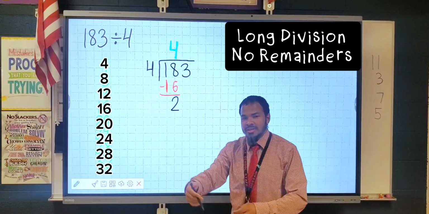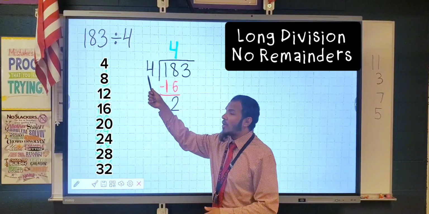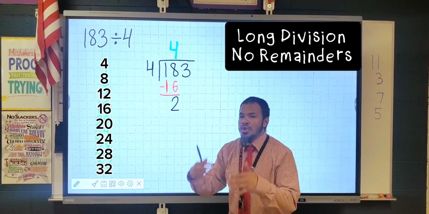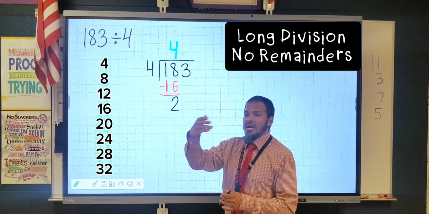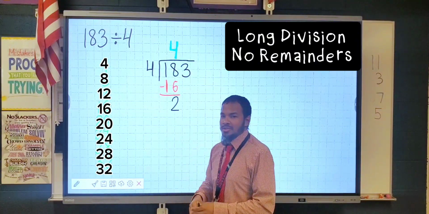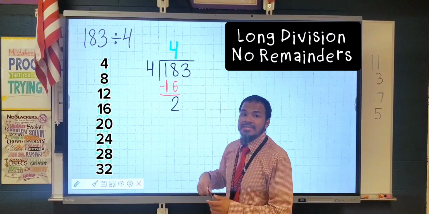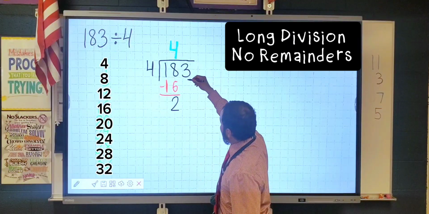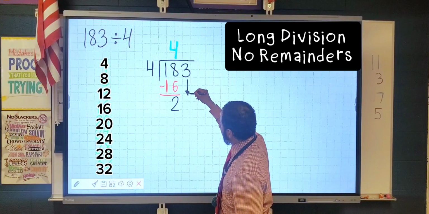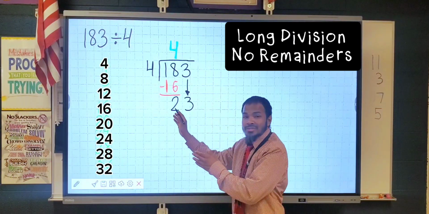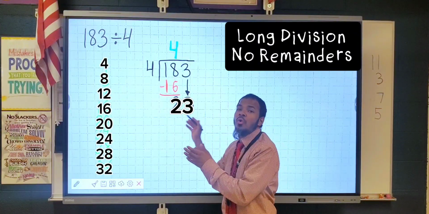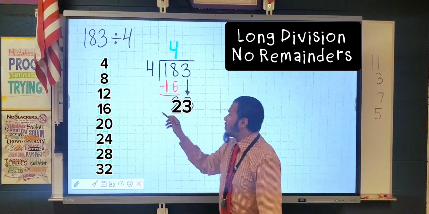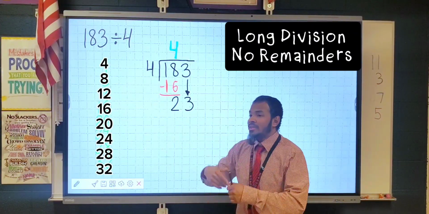I'm going to ask those questions again. If I count by 4, will I ever say 2? No. That means this 2 needs air support. Who provides that air support? You'll notice the very next number is 3. So I'm going to go ahead and bring that down. It's not a 2, it's not a 3, it's a 23. So if I count by 4, will I ever say 23 without going over?